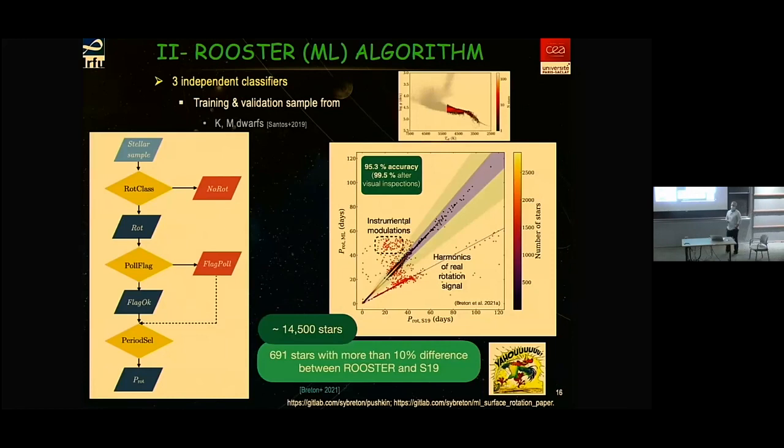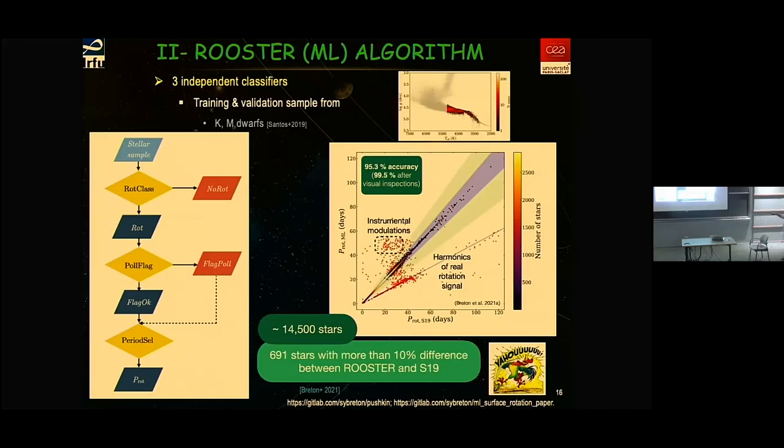So, in fact, we didn't do one machine learning algorithm. We did 3 of them. The first one is being trained to say the rotational class, if the star is rotating or not. The second one is telling us if there is a pollution. So, for example, a classical pulsator, a compact binary, they have clear signatures that we can identify. So we teach the algorithm to determine them and flag that this is one of those stars. And then finally, we have the third one, which is going to select the rotation period among all the combinations that we have.